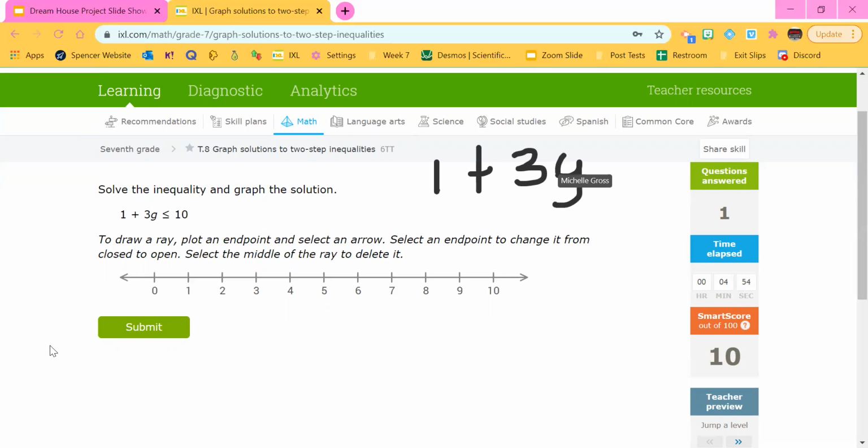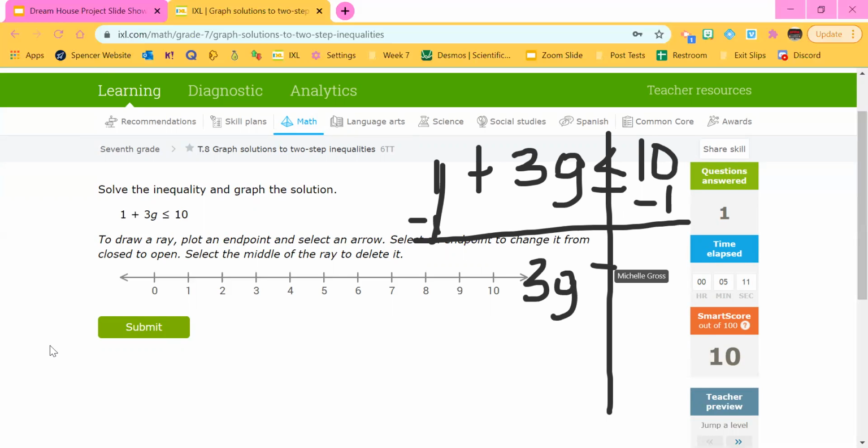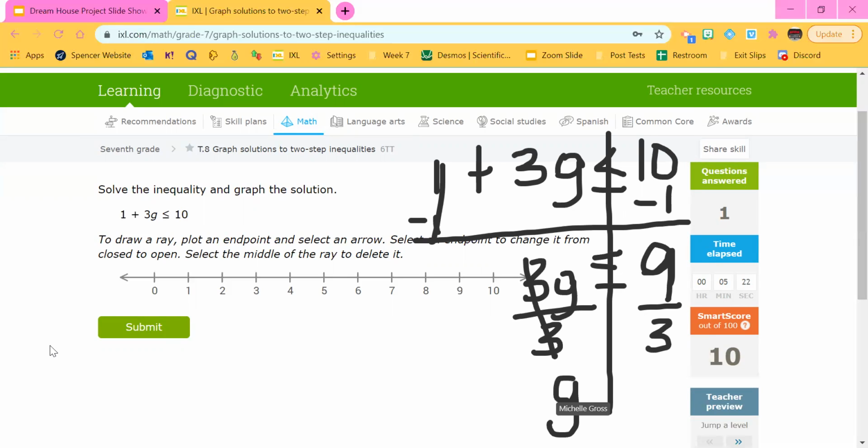1 plus 3g is less than or equal to 10. And so I'm going to get rid of my constant. Minus 1, and that cancels out, and we're left with 3g is less than or equal to 9. And then we're going to divide by 3, and 1g is less than or equal to 3.